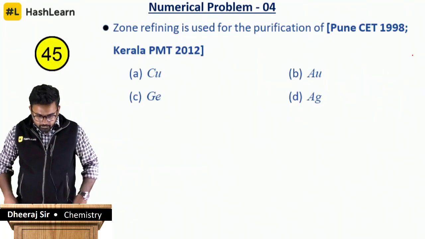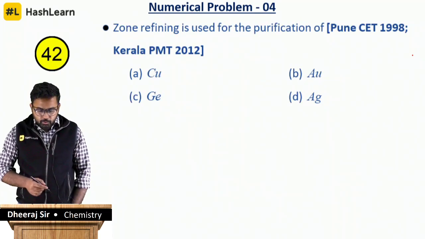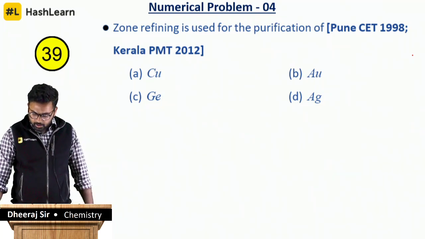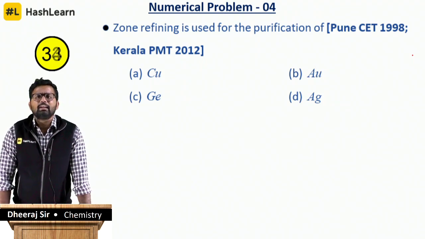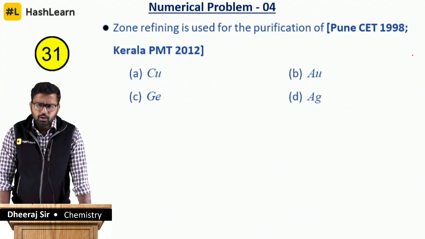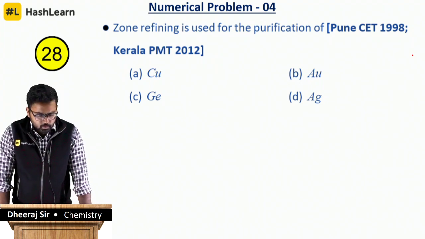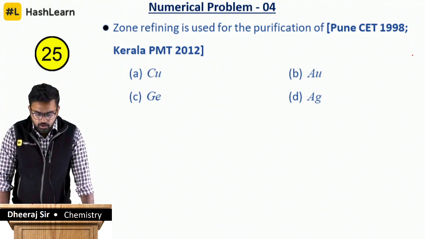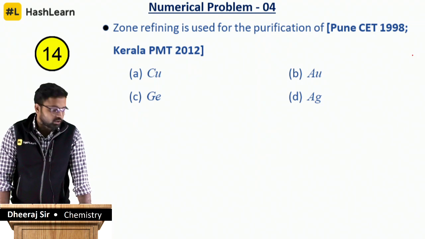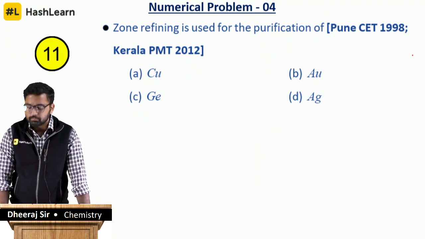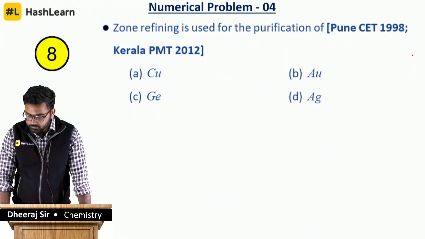Moving ahead, zone refining is used for purification of. Quite a few times in the normal examinations they have asked about zone refining. So zone refining is specifically used for one class of elements. If you know what, you can pretty much answer most questions. So zone refining, is it for copper, gold, germanium, silver? If you look at the previous order that I gave you, 3 of the 4 elements will fall under one order and one will not belong to that order. If you can identify that, the answer is yours. So which one is it going to be?